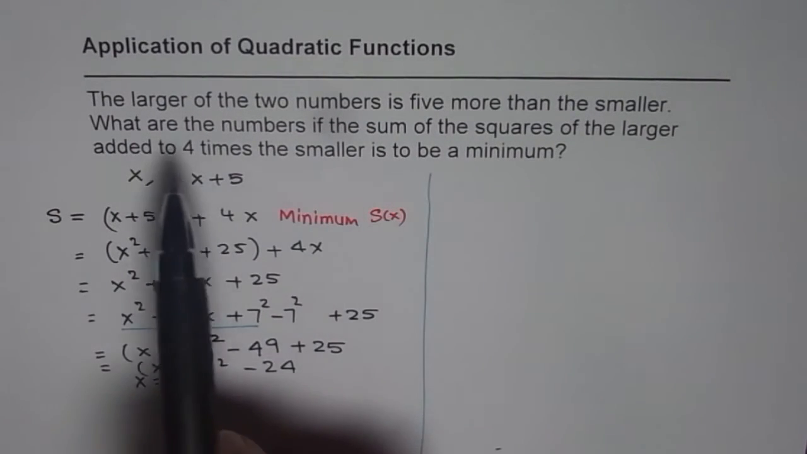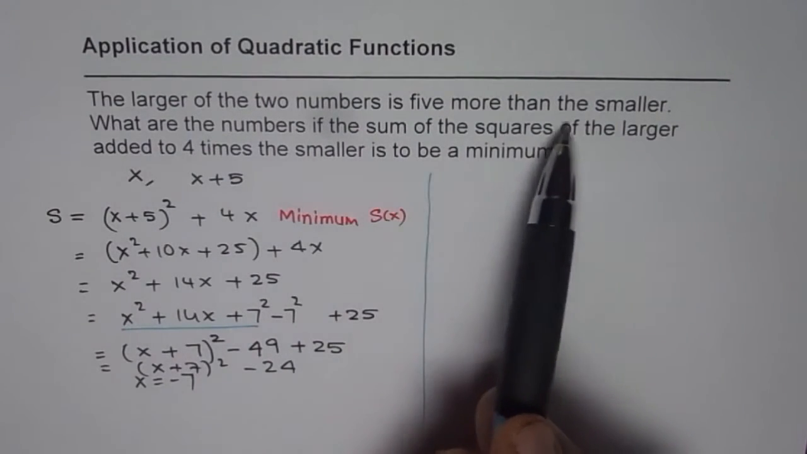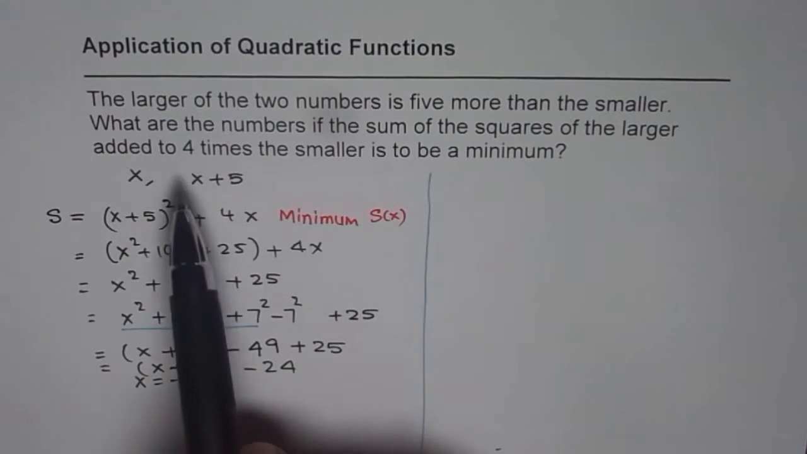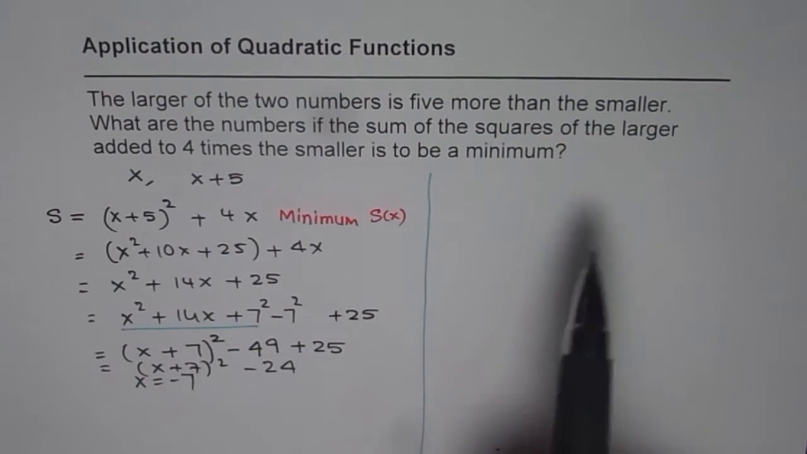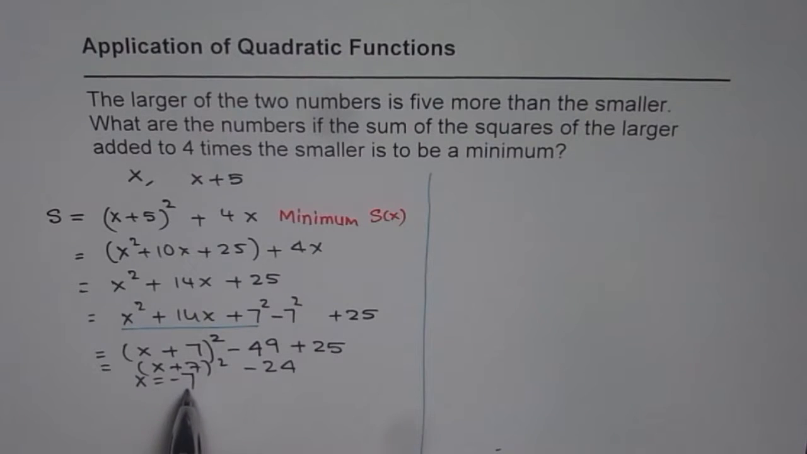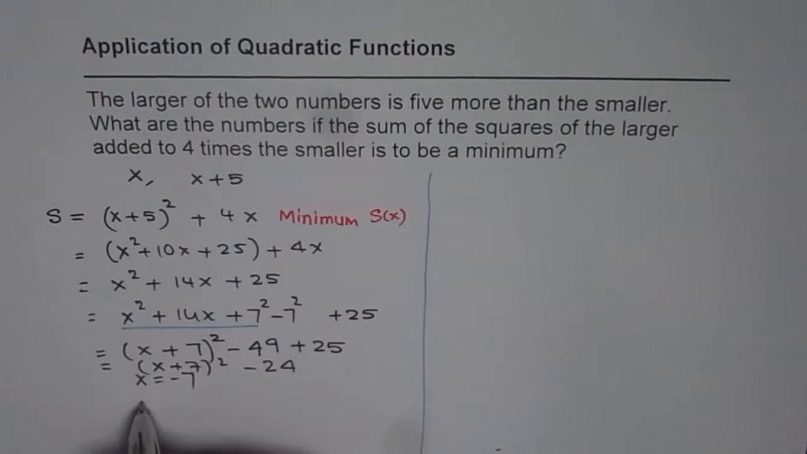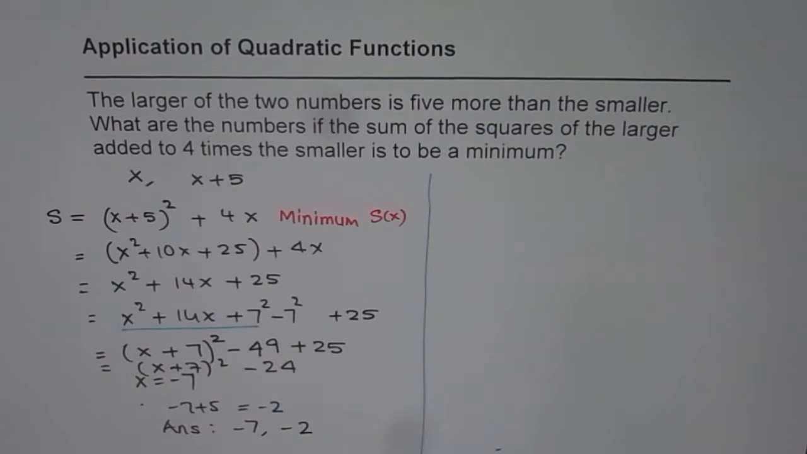We need to find what? The larger of the two numbers is 5 more than the smaller. What are the numbers if the sum of squares of the larger added to 4 times the smaller is to be the minimum? So we are looking for numbers. So x equals minus 7. That gives us the first number. The other number is minus 7 plus 5, which equals minus 2. So our answer is minus 7 and minus 2. These are the two numbers which satisfy the condition.